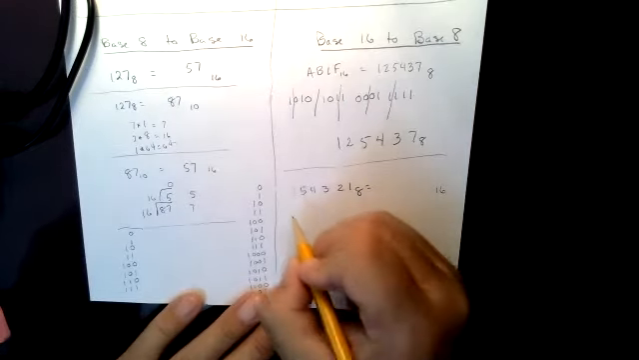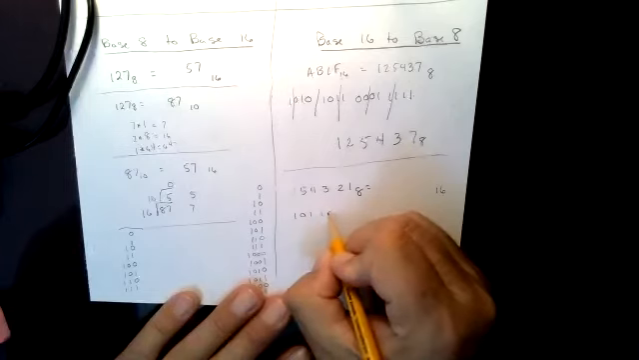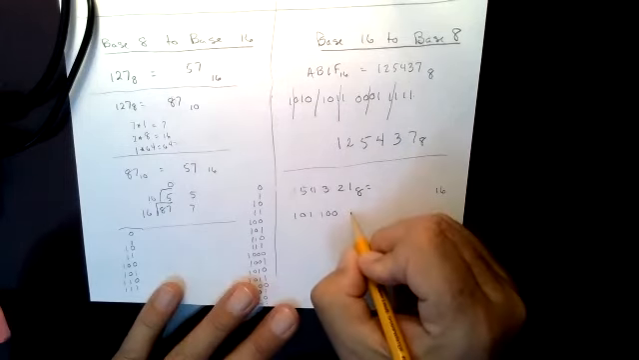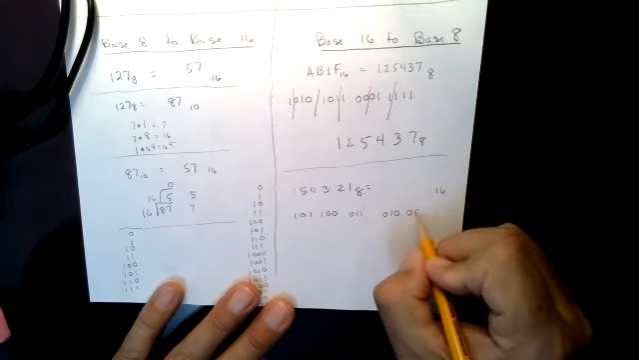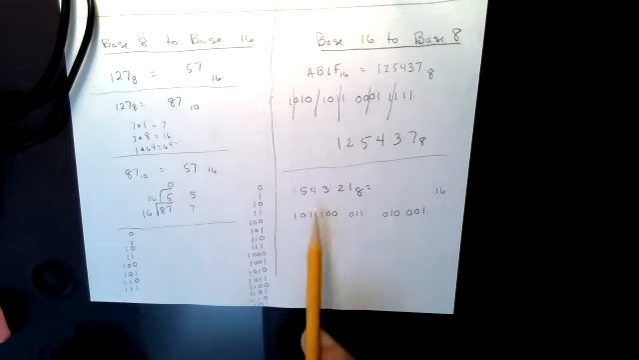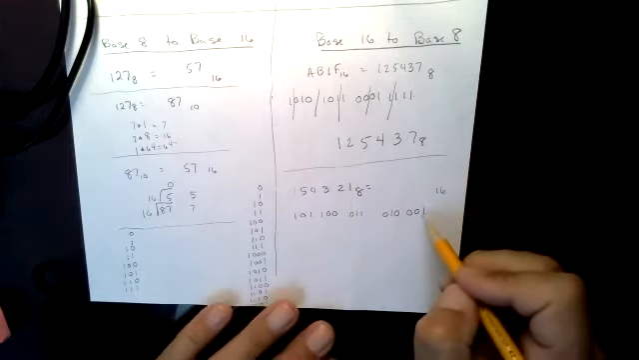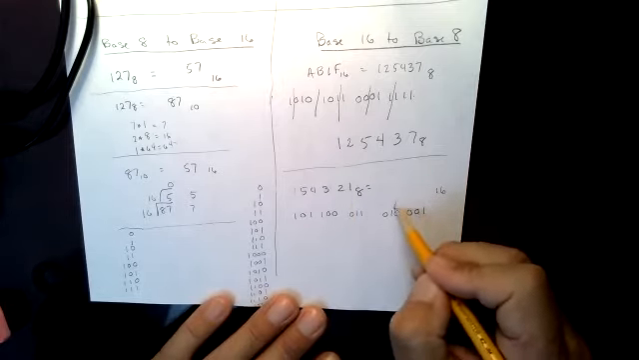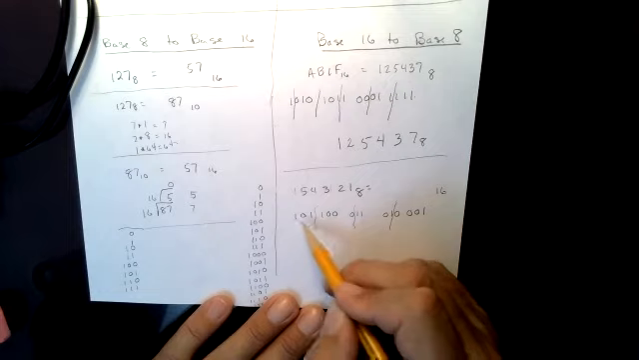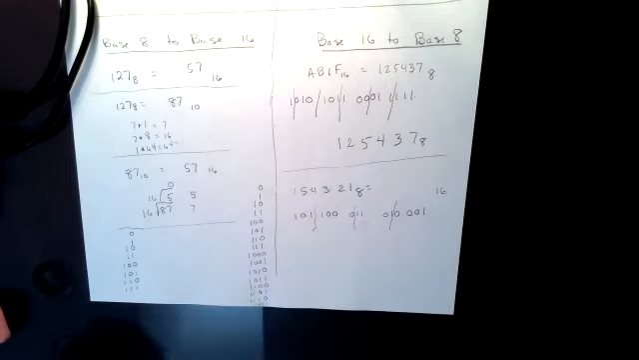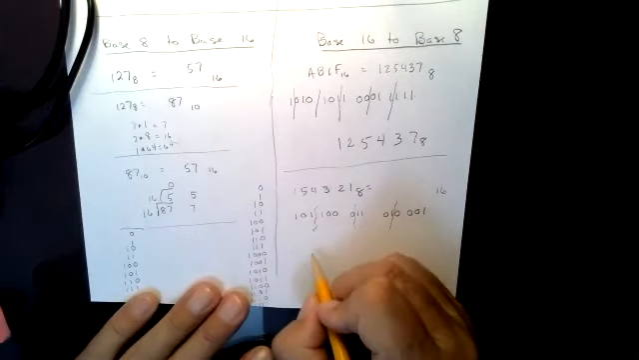Let's see, a 5 is a 4, no 2 and a 1. 4 would be 1, 0, 0. 3 is 0, 1, 1. Groups of 3. Now starting on the right, a group of 4. 1, 2, 3, 4. 1, 2, 3, 4. 1, 2, 3, 4. And I only have 3 left over there. 1, 0, 1 is 5.